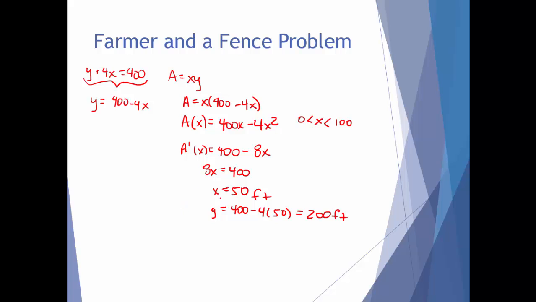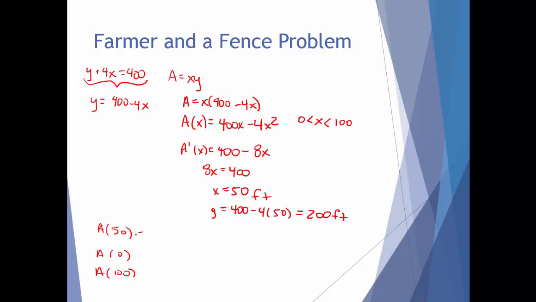So now before we walk away from the problem and say, oh, those must be the dimensions that maximize my area, we need to check our endpoints. Remember, for absolute maxes and mins, the steps are to find your critical numbers and then evaluate the function at your critical numbers, so that's x of 50, but also you need to check your endpoints, so that's x of 0 and x of 100, based on the domain that we already established.